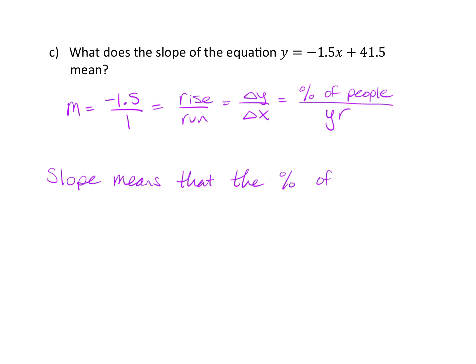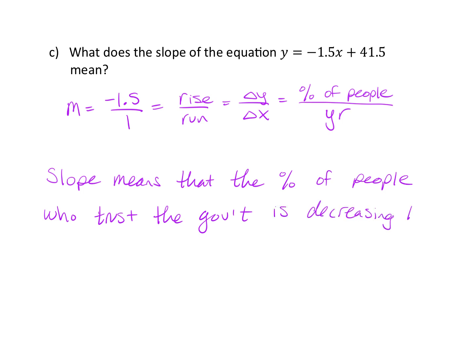The percentage of people who trust the government is decreasing by 1.5% per year, for each 1 year that goes by. Okay, so the negative sign is why I know that it's decreasing. And the 1 is how I know it's each year, every 1 year.